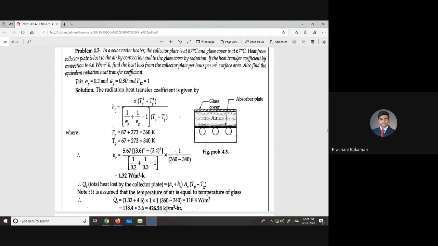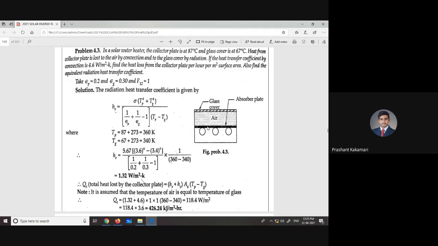Glass cover is at 67 degrees centigrade. Okay, so the glass temperature is also given, 67 degrees centigrade. Next sentence, heat from collector plate is lost to the air. So heat from collector plate is lost. Please be careful. From the plate, heat is lost to the glass. I hope you are understanding. They are not asking from the collector how much heat is lost. What they are telling, heat transfer from the collector plate is lost.